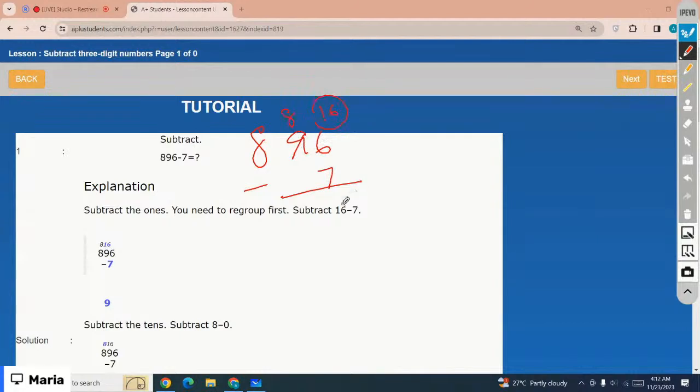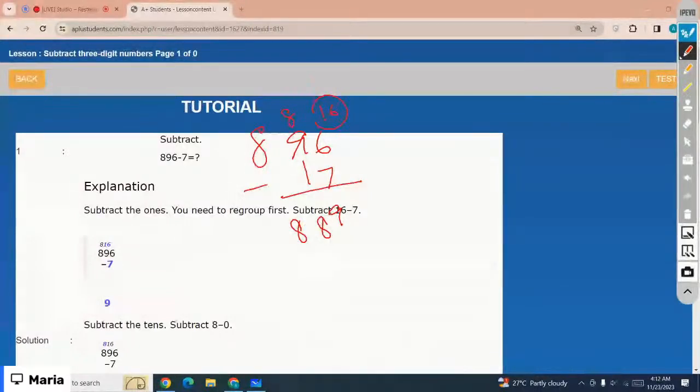Now you have to do 16 minus 7. Start with 7 and count until 16, so you have 9. You don't have any digit here, so bring 8 as it is, and here you have 8. So 896 minus 7 is 889. The correct option is 889.